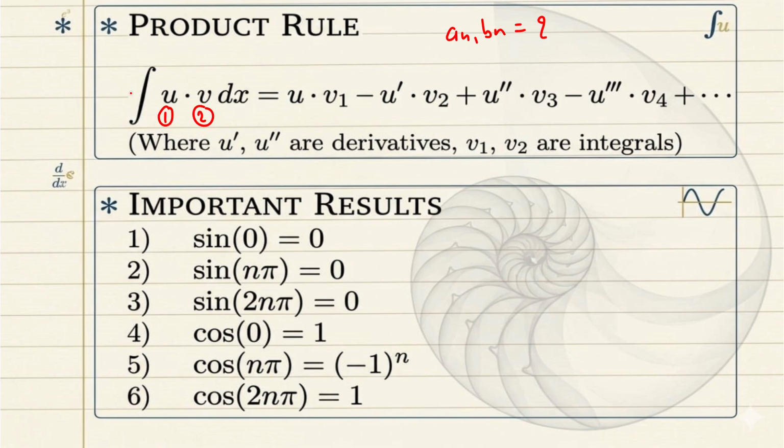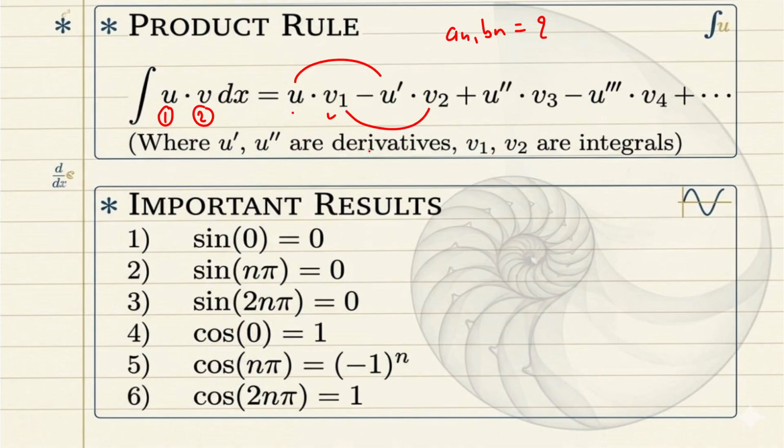Now here u is the first term and v is the second term, so the direct formula is u as it is, means first term as it is, into v1. v1 means integration of v. So u as it is into integration of v, minus. You can see the first term is plus, so for the second term you have to consider a minus sign: minus derivative of the first term. The derivative of u is denoted by dash, remember. So the derivative of u is u dash, and you have to find the integration of v1, that is v2.